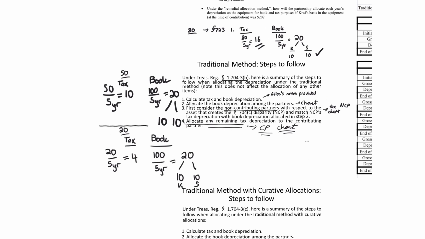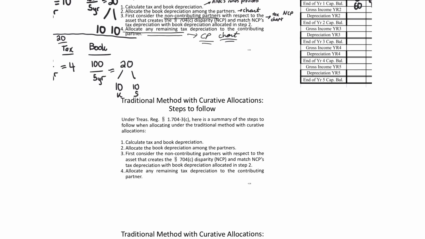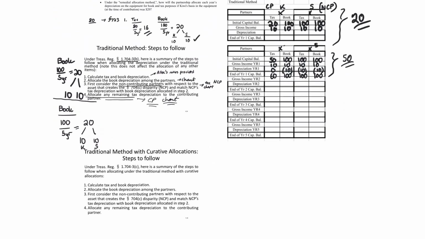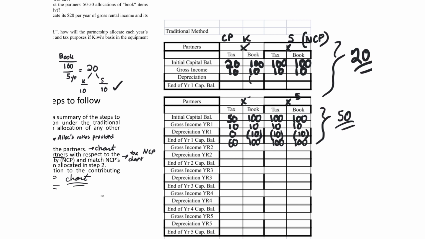So we follow our rules. Let's erase this one, the 80 one we did. So when the basis is 20, well, we have to start with our capital balances, right? 20, 100, 100, 100. The gross income is still 10, 10, 10, and 10. Depreciation. So we've done step one, right? Our step one was to calculate the tax and book depreciation. Number two is allocate the book depreciation among the partners. So we give them each $10 of book depreciation.